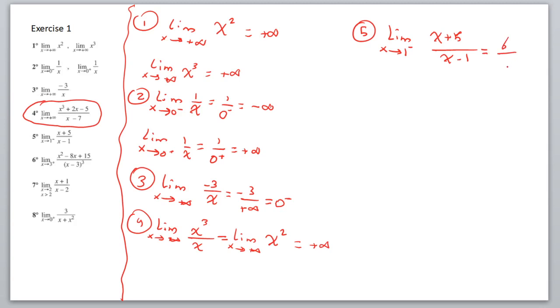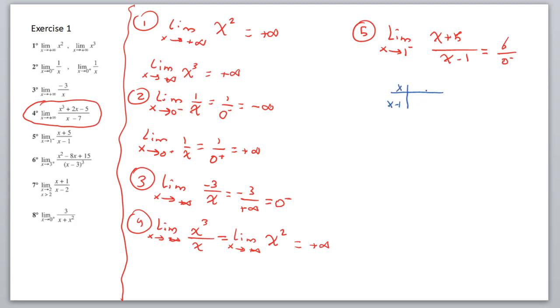The denominator is either 0 minus or 0 plus. You have many ways. The best way is to do a table, or you may use a calculator. You can say 0.9, and 0.9 minus 1 is negative, so it's 0 minus. You may do it like this. The better way, which I always prefer, is the table. Just do a small table here.